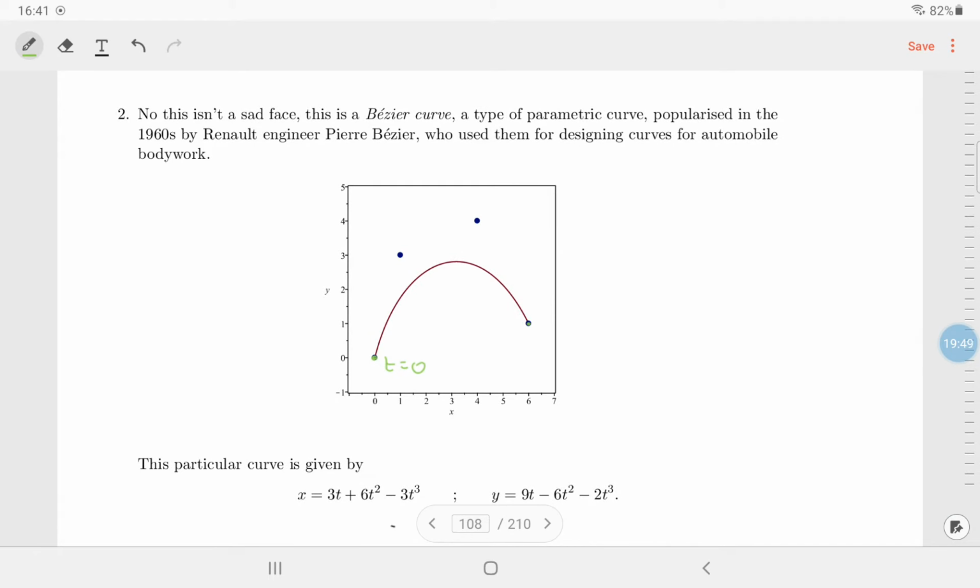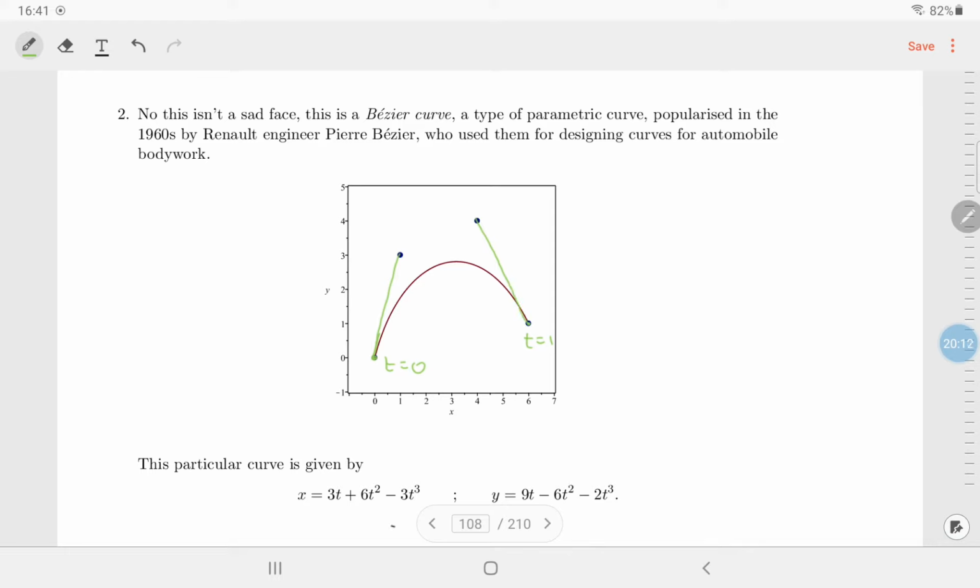Be careful here. But the slope at t equal to 1 is precisely the slope of the line from there to there. So what it's doing is you're specifying the 2 points on the curve and the slopes at those 2 points.